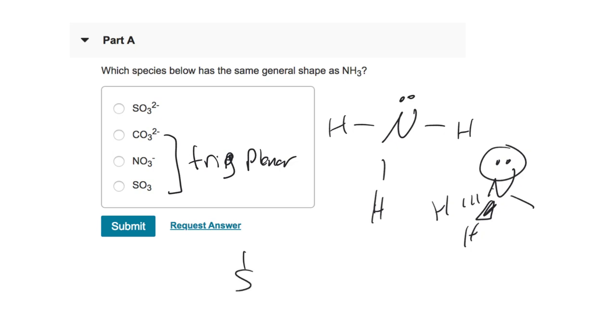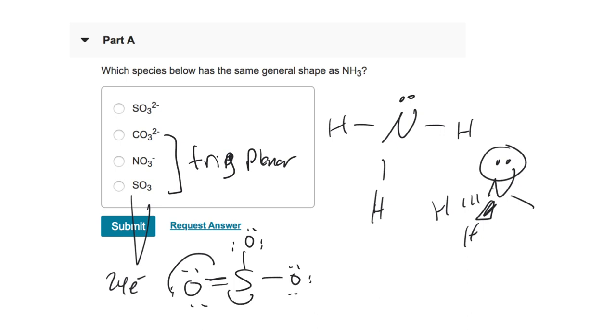Well, like SO3 has 3 oxygens. And then if we count the electrons, we have 24 electrons. So we have no leftover electrons for the central atom. We might make a double bond. We might make 2 more double bonds, but the key is no lone pair on sulfur, trigonal planar molecular geometry from having 1, 2, 3 domains.